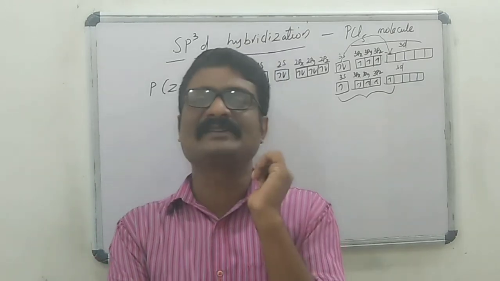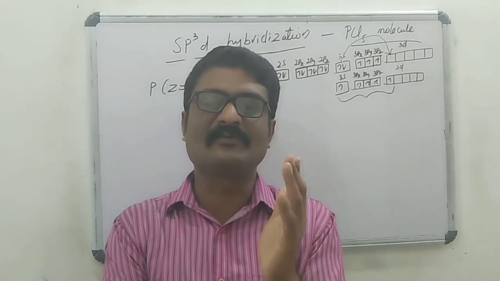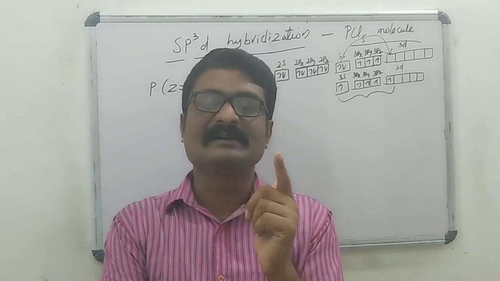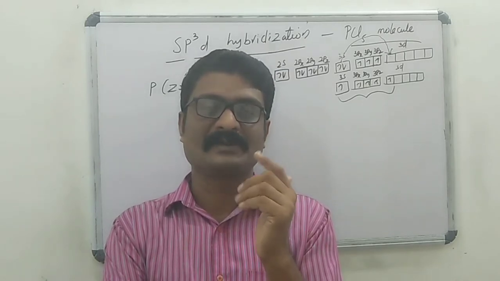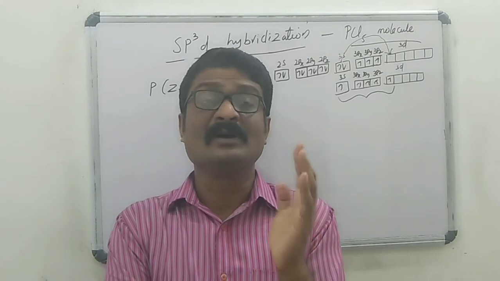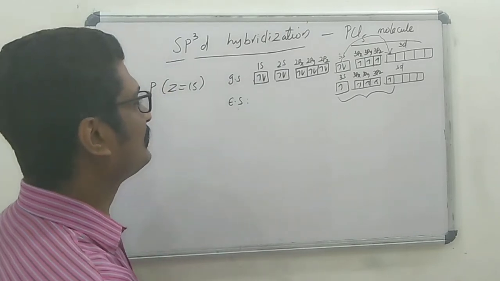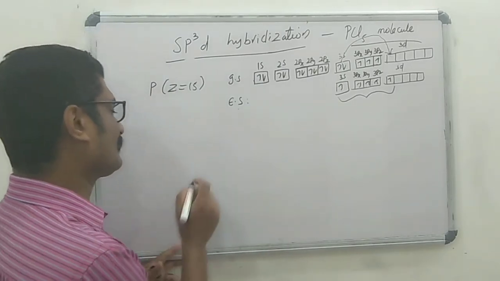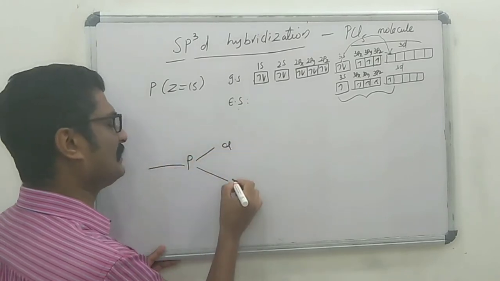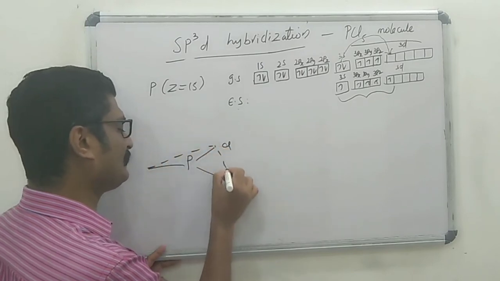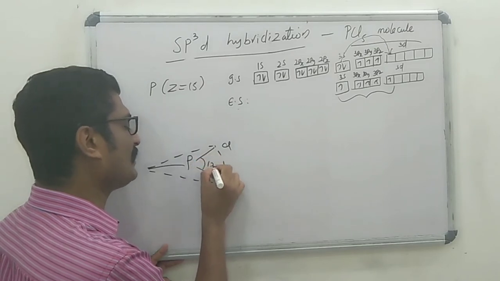Then each of the 5 sp3d hybrid orbitals of phosphorus overlaps with the half-filled 3p orbital of each chlorine atom to form 5 P-Cl bonds. Okay. Then out of 5 P-Cl bonds, the 3 P-Cl bonds lie in the same plane of a triangle by making an angle of 120 degrees.